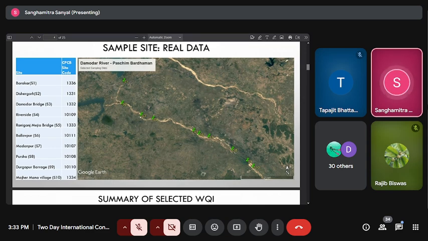Then we have Dishergarh, Damodar Bridge, Riverside, Raniganj Mijia Bridge, Vallabhpur, Madanpur, Pursha, Damodar Barrage, and finally Majarmana village. This is basically about downstream of the Damodar Barrage, around 1 or 2 kilometers downstream. So this basically covers the entire gamut of Paschim Bardhaman.